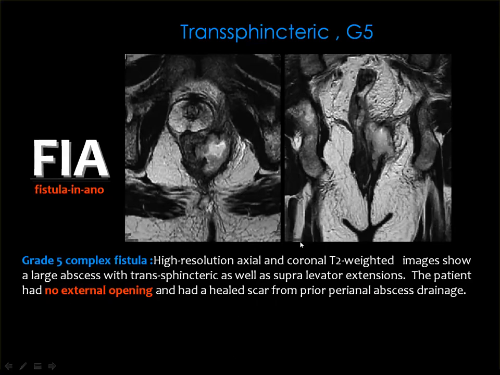And this is a transsphincteric fistula, which has extended above the levator. And this is very easy if you look at the coronal image. And this is the external sphincter that has been crossed by the lesion. And this is the levator ani that has been crossed by the lesion. Then you got a complex fistula, and this resulted in a collection that looked like an abscess, and this abscess has extended across the sphincters as well as above the levator.